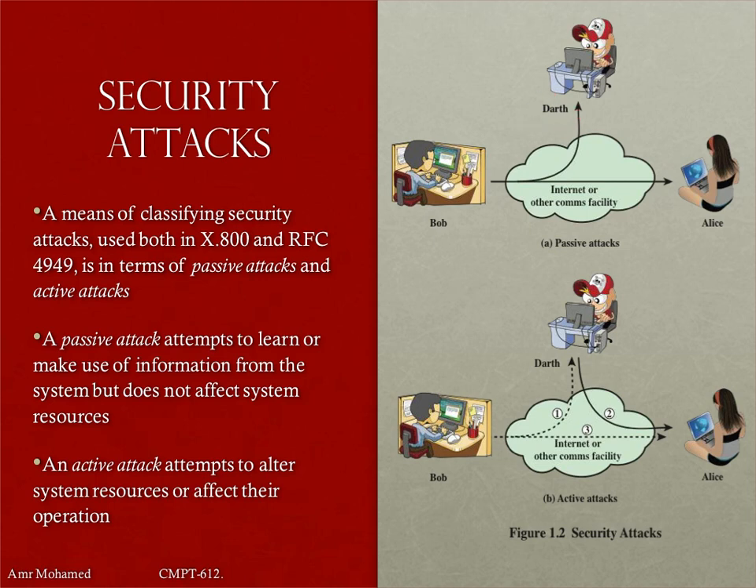And this is Darth, or Eve. Sometimes they call it Eve, whatever. So the attacker is Darth or Eve, okay? Alice and Bob are very common in security books. Alice and Bob refer to two legitimate people, entities, or devices that are trying to communicate. Passive attack talks about the ability of Darth to listen.